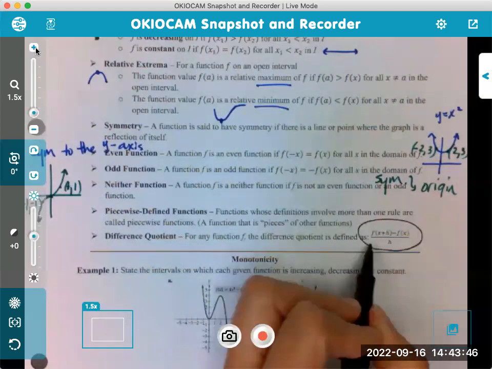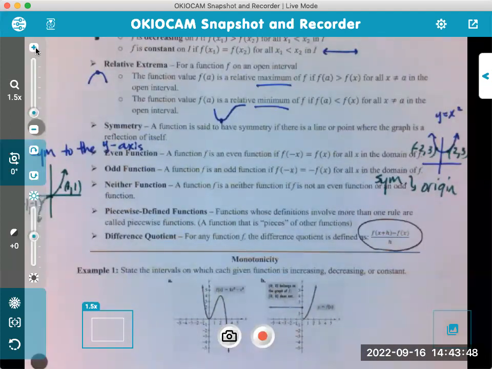But this thing right here, f of x plus h minus f of x all over h, that thing is what we call the difference quotient. So when we have a function, I like to say we pull the difference quotient into 3 different pieces, but we'll get there. So the first example is the monotonicity. So basically the behavior of the graph. Where are we increasing, decreasing, or constant?